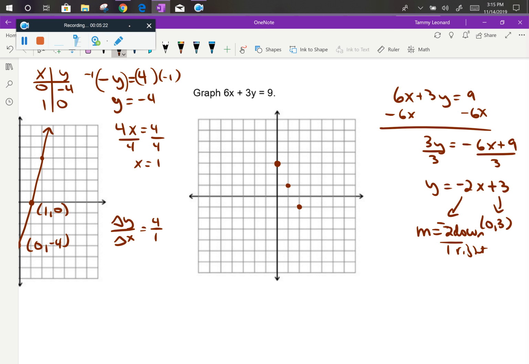So I'm going down 2 and right 1 all the way across, and I can reverse that to go up 2 and left 1 as well. So I have plenty of points to draw a nice accurate line. All right, so I'm going to label that point 0, 3, and then I can just label the next point along the line.